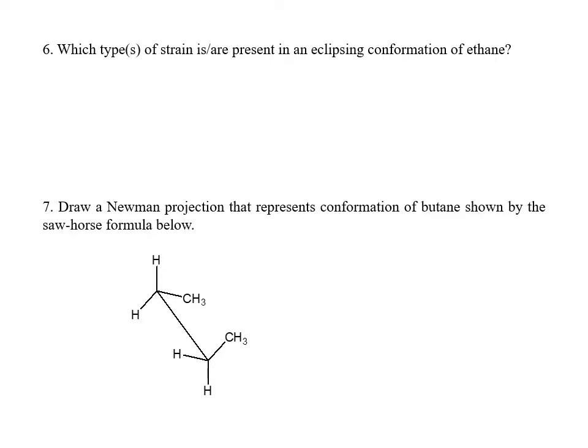Which type or types of strain is or are present in an eclipsing conformation of ethane? Ethane is the simplest organic compound that exhibits different conformations, and it has only 2 of them, eclipsing and staggered. Conversion of one conformation into the other is the result of rotation or torsion around a single bond. And the only type of strain that is present is the result of eclipsing of the bonds, and that's torsional strain.